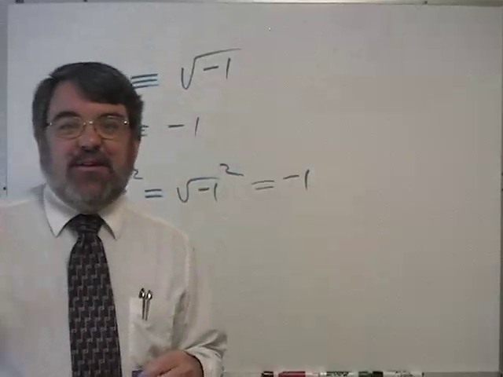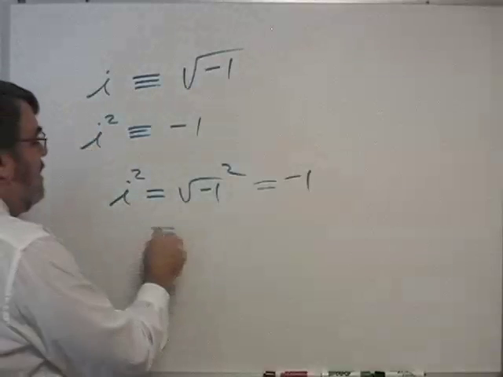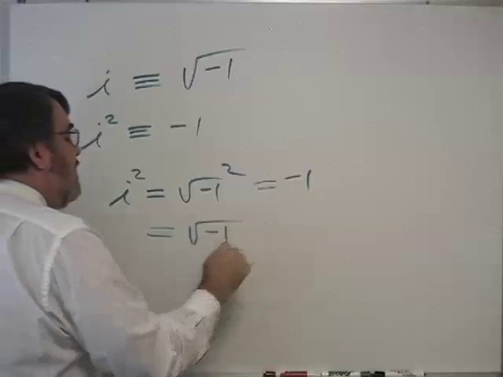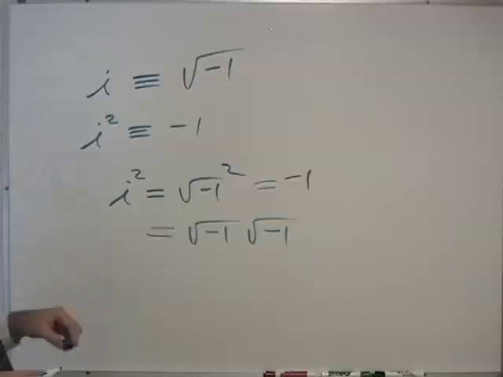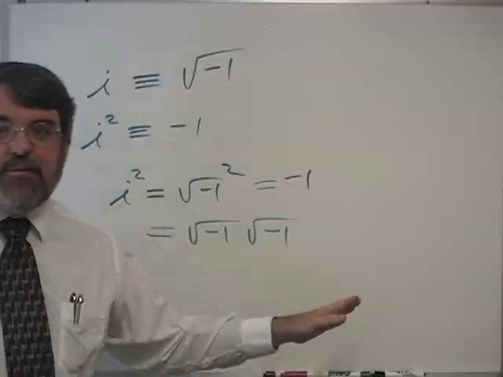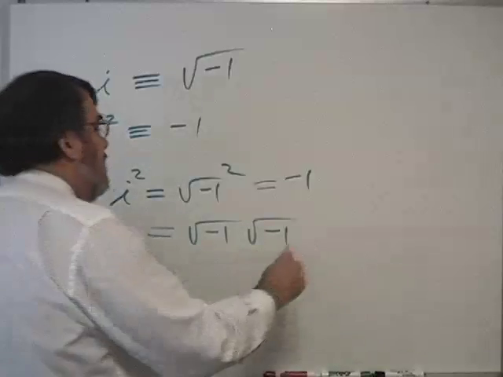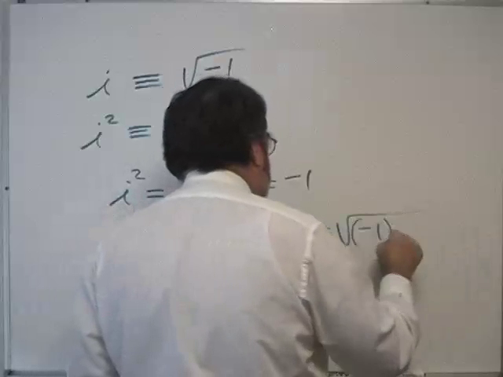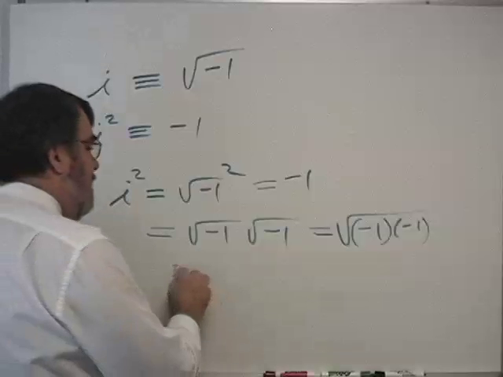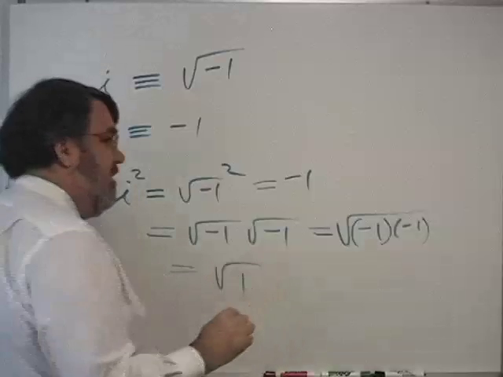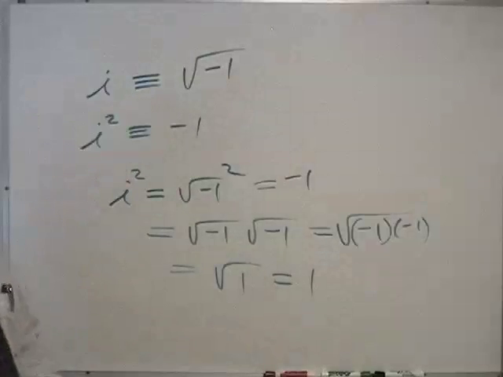Well, she immediately saw that there was a problem with this. She said, well, wait a minute. When you square this, don't you have the square root of negative 1 times the square root of negative 1? Yes. And by the rules we were looking at in a previous section, we're able to multiply these together. And when you multiply negative 1 times negative 1, you get positive 1. Uh-oh, because the square root of 1 is positive 1.